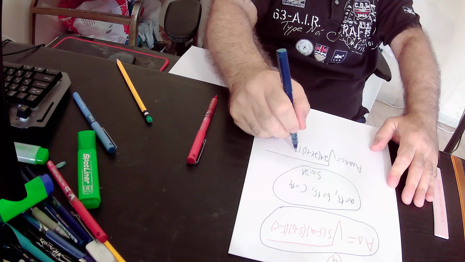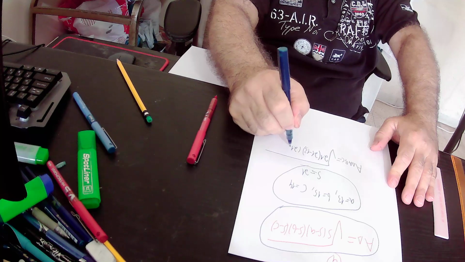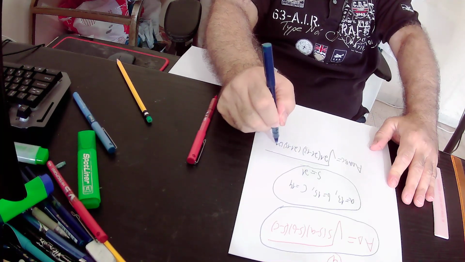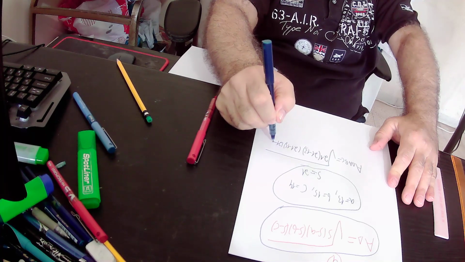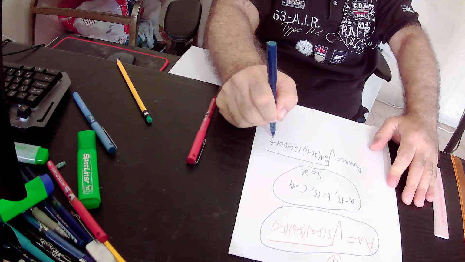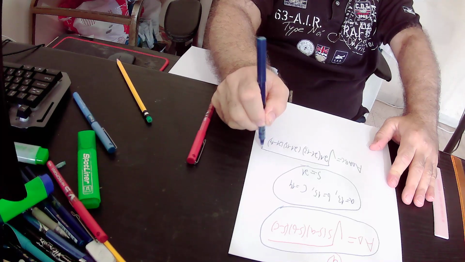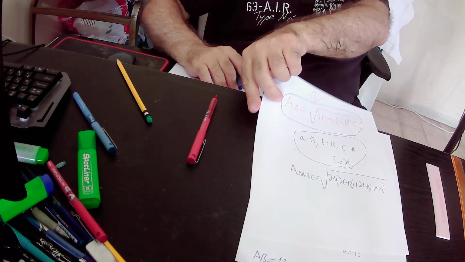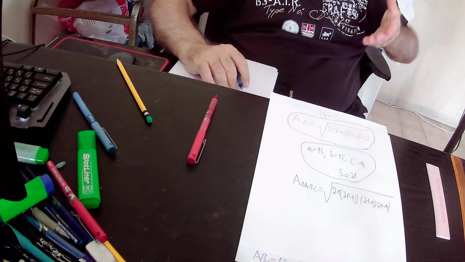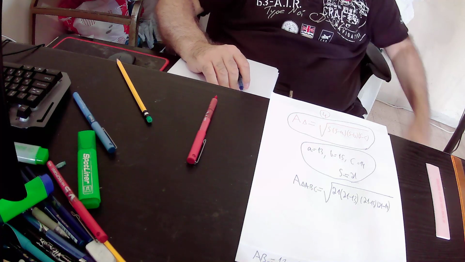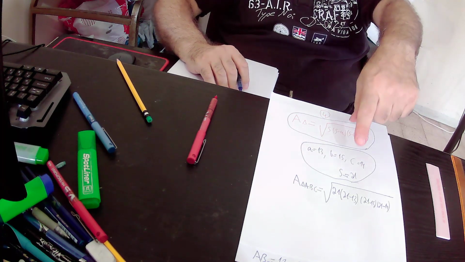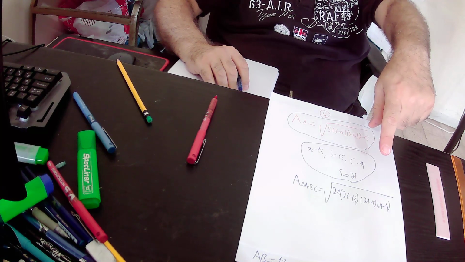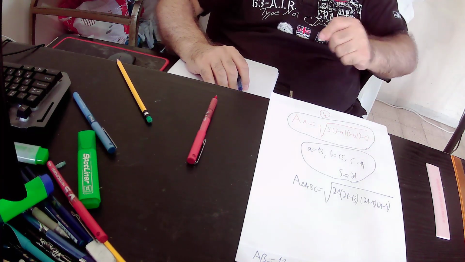S minus B is 21 minus 15, and S minus C is 21 minus 14. Okay, so the area of our triangle ABC equals the root of this expression, and 21 minus 13 is 8, 21 minus 15 is 6, and 21 minus 14 is 7.